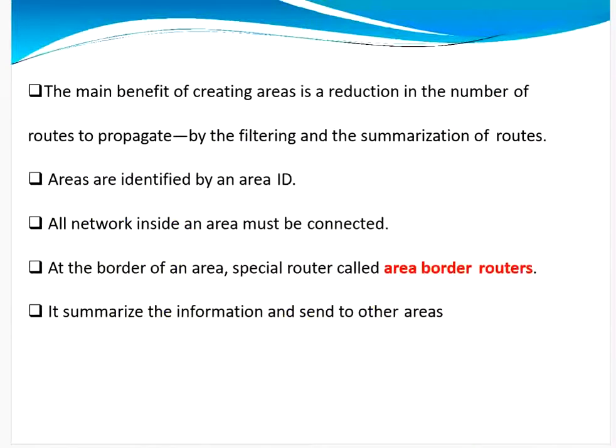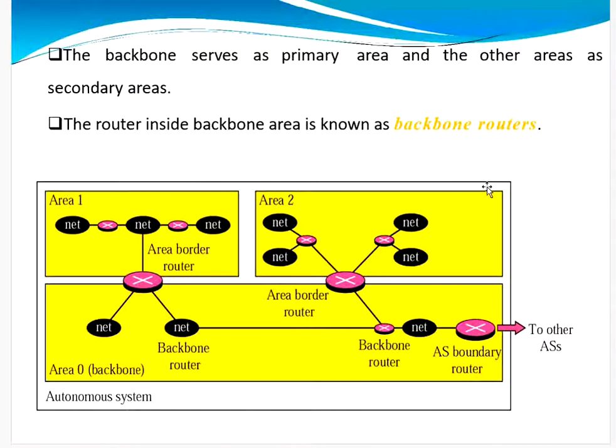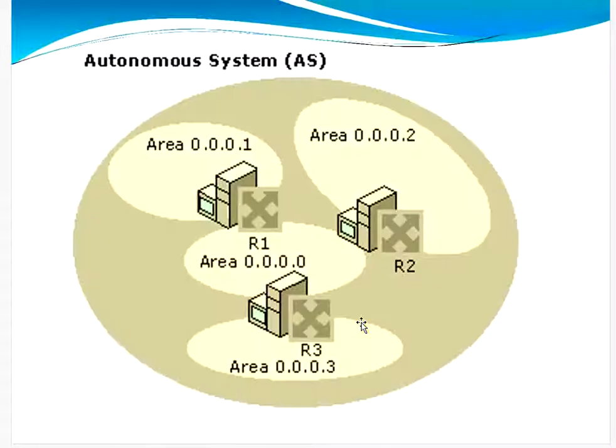You can see in this diagram there are a number of areas in one autonomous system. In this autonomous system we are using three areas: area 0, area 1 and area 2. Area 0 is the backbone area, and the router inside this backbone area is known as a backbone router. So this is the structure of the autonomous system.